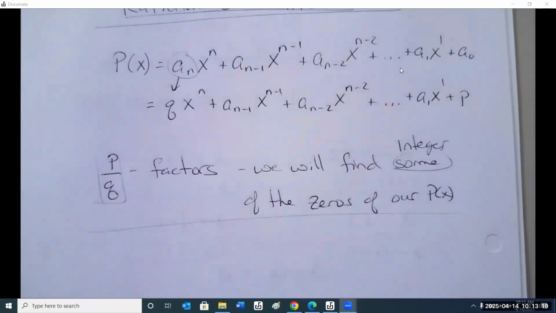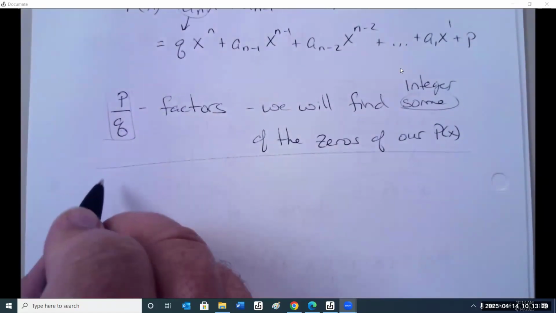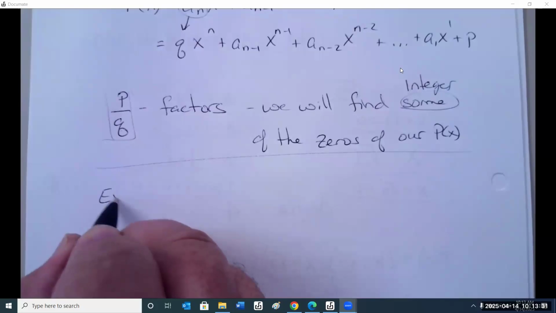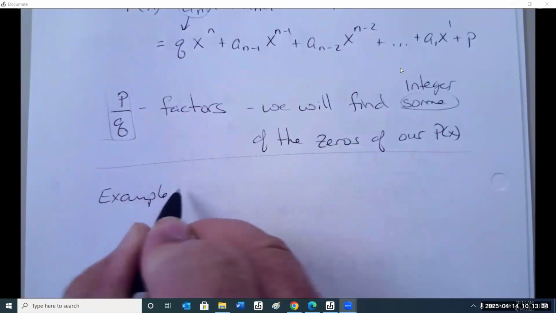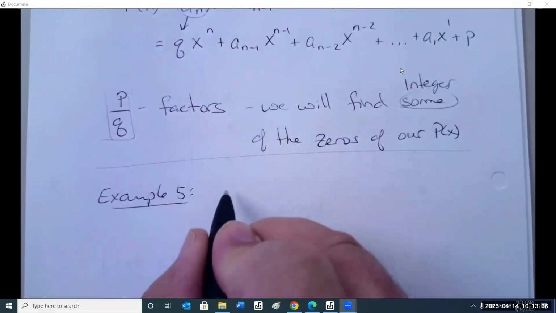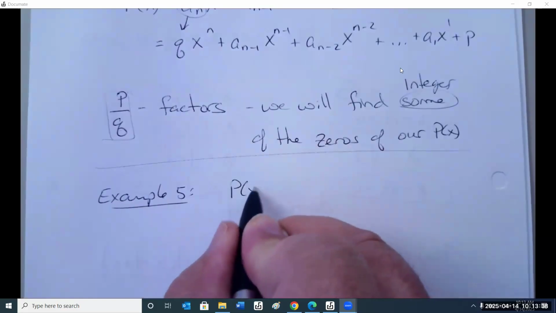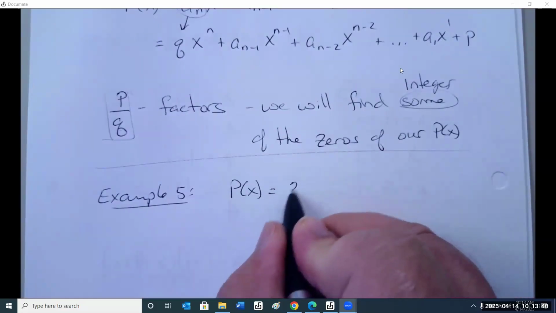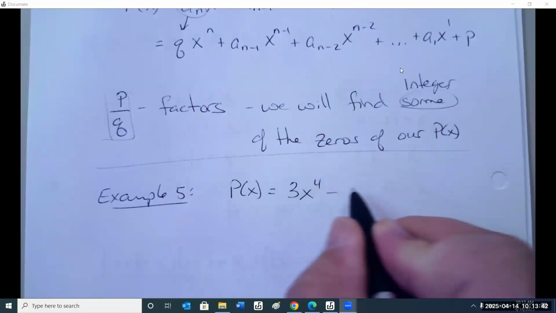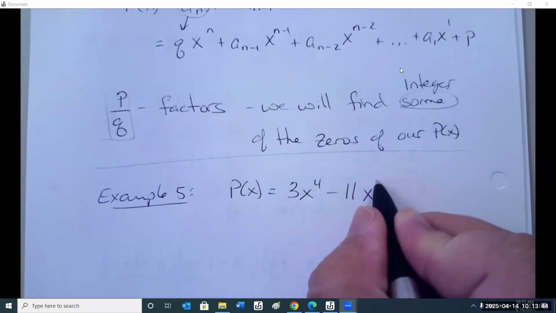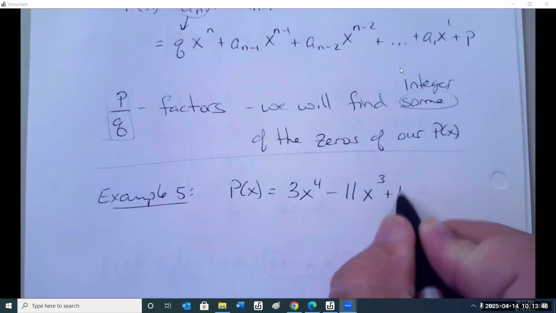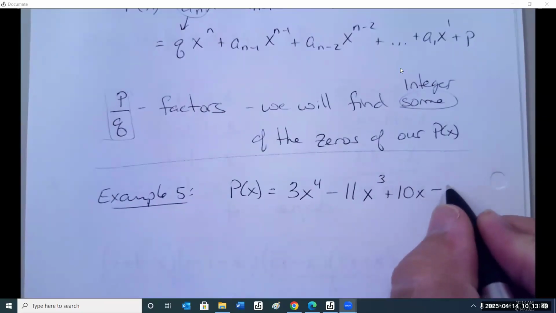This method is very lengthy and it uses synthetic division a lot. Here's example 5. A polynomial is made up of 3x to the 4th minus 11x cubed plus 10x minus 4.